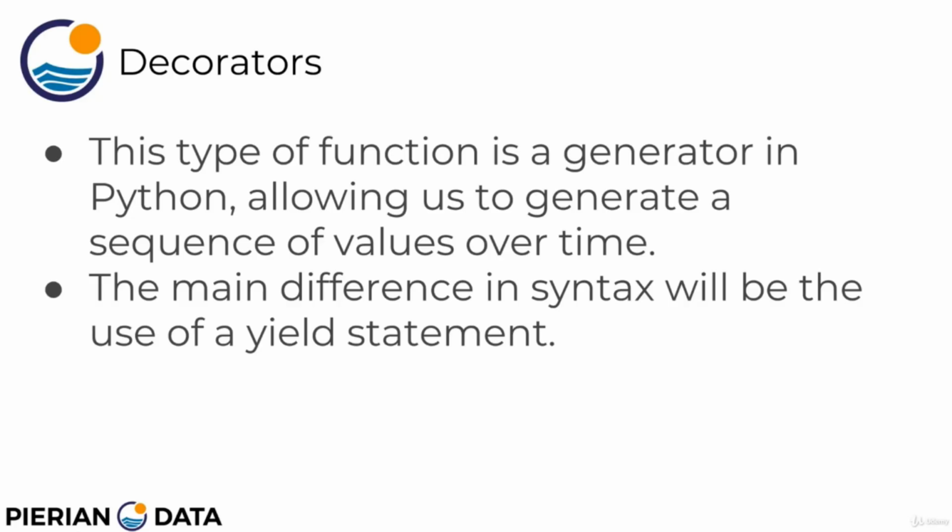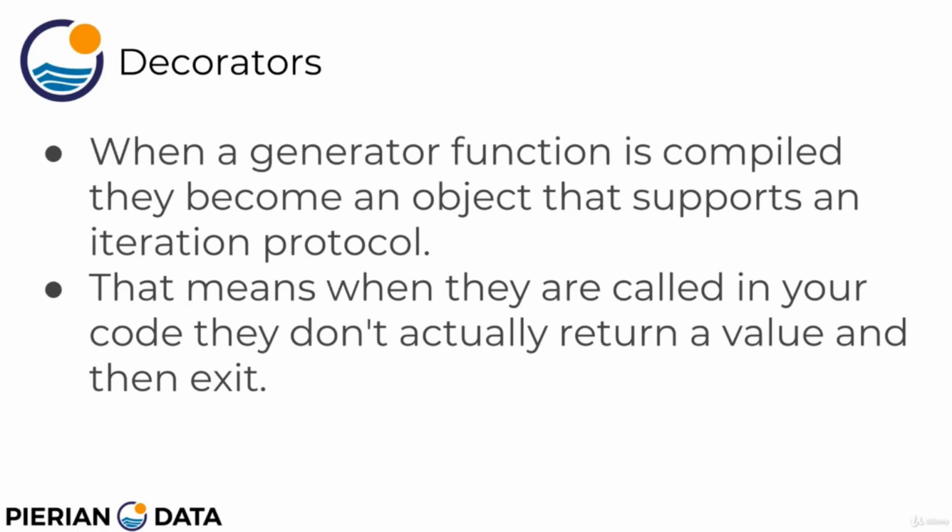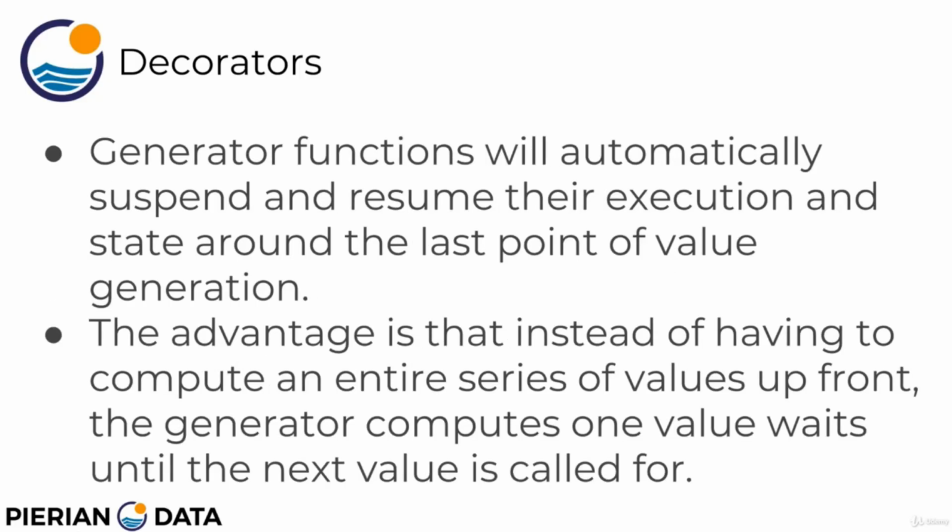The basic idea is that generators allow us to generate a sequence of values over time instead of having to create an entire sequence and hold it in memory. The main difference in syntax when you're programming is the use of a yield keyword statement. So when a generator function is compiled, they become an object that supports some sort of iteration protocol. That means when they're actually called in your code, they don't return a value and then exit. Instead, generator functions will automatically suspend and resume their execution state around the last point of value generation.